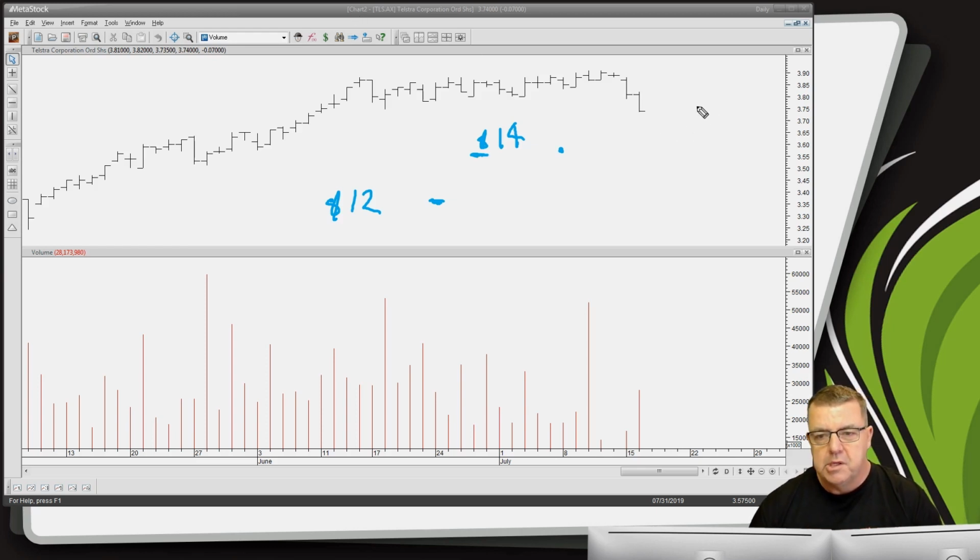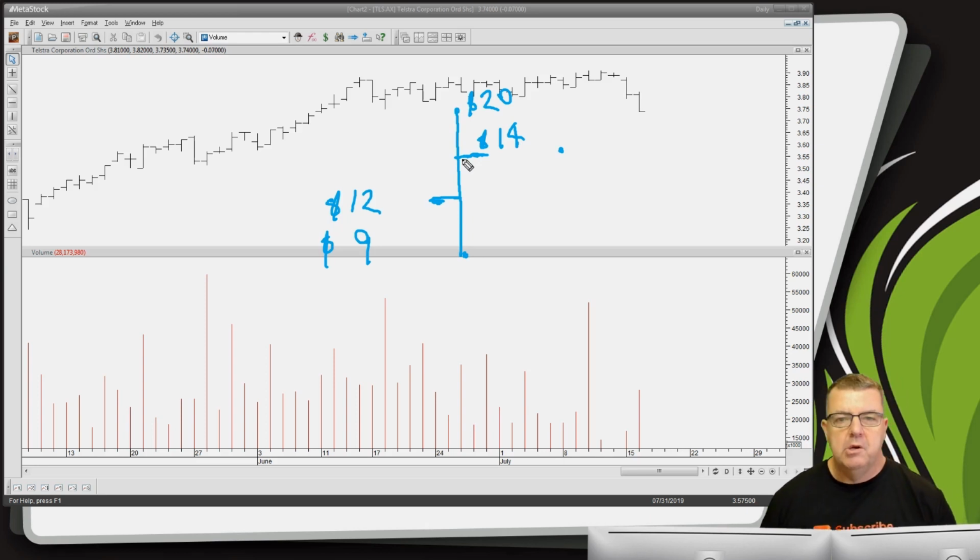So let's suppose the stock went as high as $20 and went as low as $9. How would we be able to represent that? Well, it's very simple. All we do is we draw a line here from 9 and we draw one at 20 and we just draw a complete line between the two. Then we join these here and that's our open, high, low, close bar.